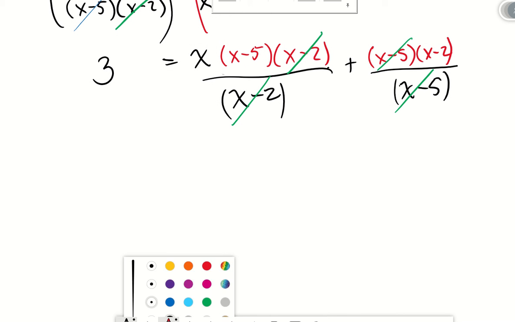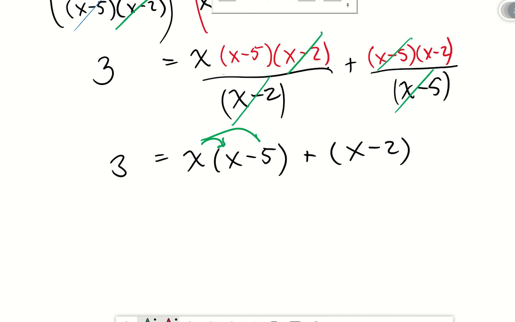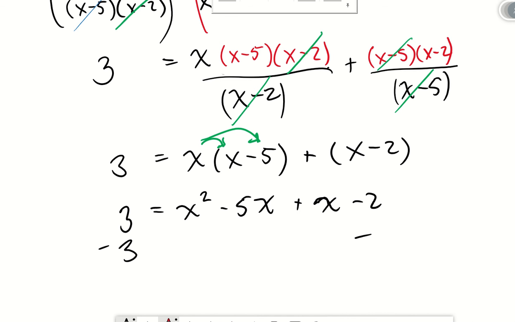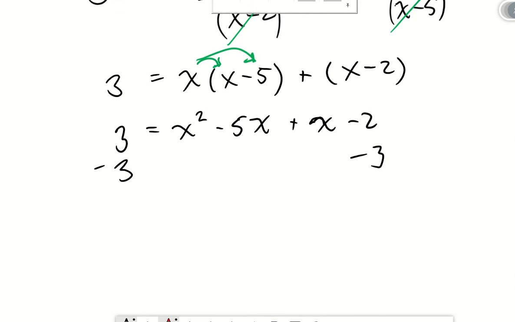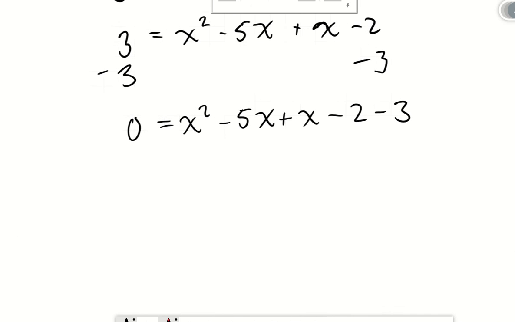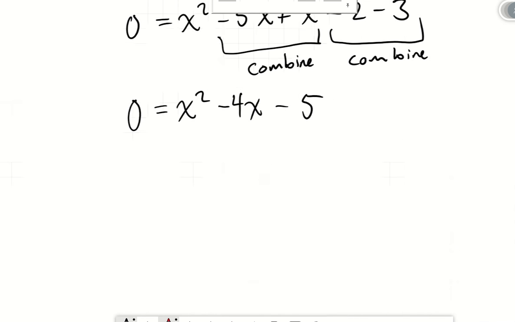We've got 3 equals x times x minus 5 plus x minus 2. We can expand the x here, so multiply that times that and that times that. And now we want to move everything over to the right side so that we have 0 on the left side, so we're going to subtract 3 from both sides. We can combine like terms because we have 2 x terms and 2 constant terms. So now we have x squared minus 4x minus 5, and we can factor this.